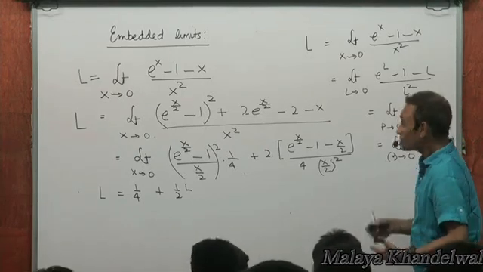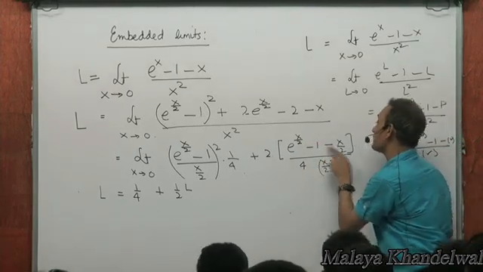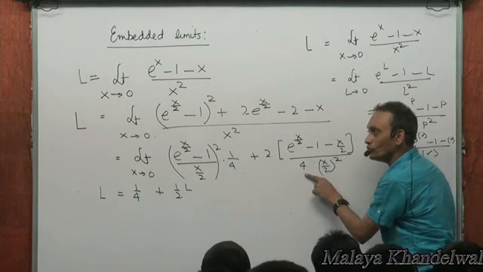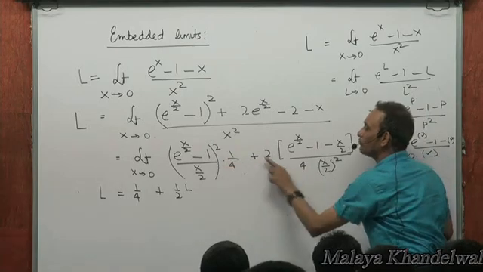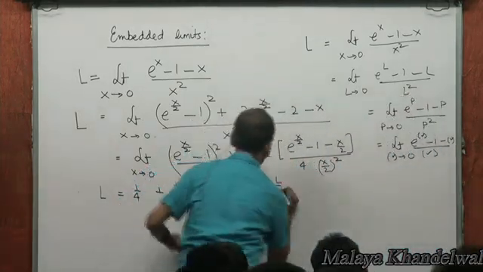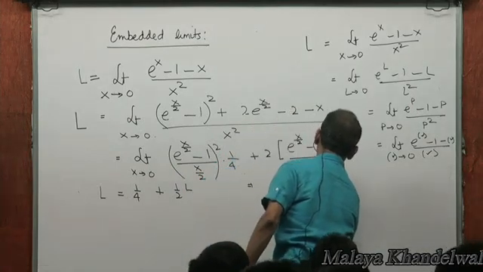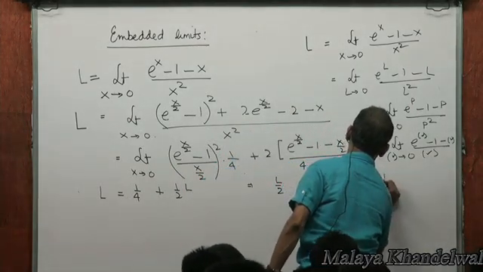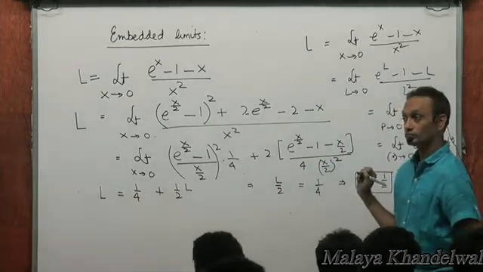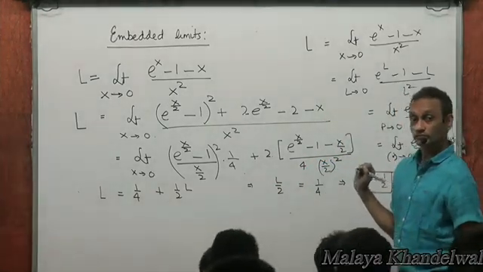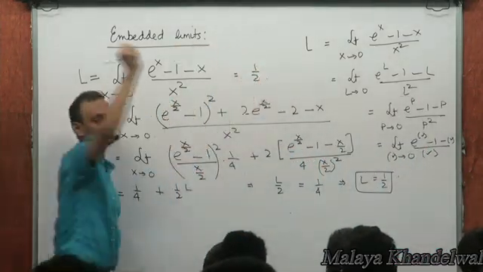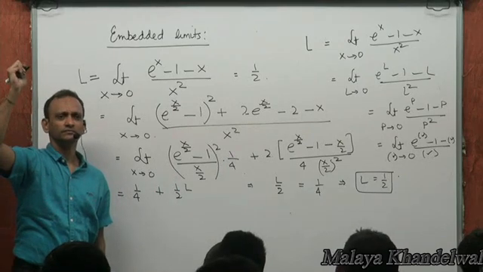Yes or no? So this is like e power something minus 1 minus something by something squared. So this is going to be L. So this will become L by 2. So L equal to 1/4 plus L by 2. So this gives me L by 2 equal to 1 by 4, or L equal to half. Yes or no? From now on, for the sake of this class, this is half. Right?